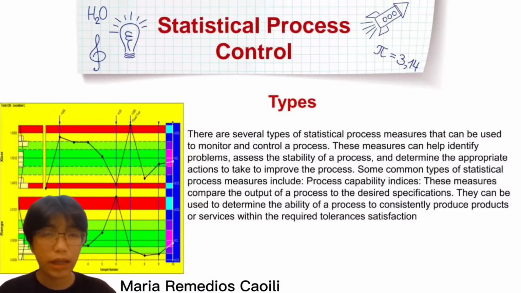There are several types of statistical process measures that can be used to monitor and control a process. These measures can help identify problems, assess the stability of a process, and determine the appropriate action to take to improve the process. Some common types include process capability indices. This measure compares the output of a process to the desired specification. They can be used to determine the ability of a process to consistently produce products or services within the required tolerances.